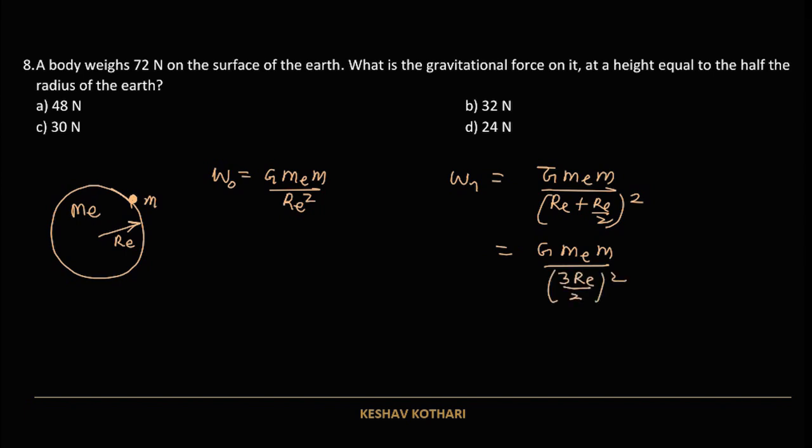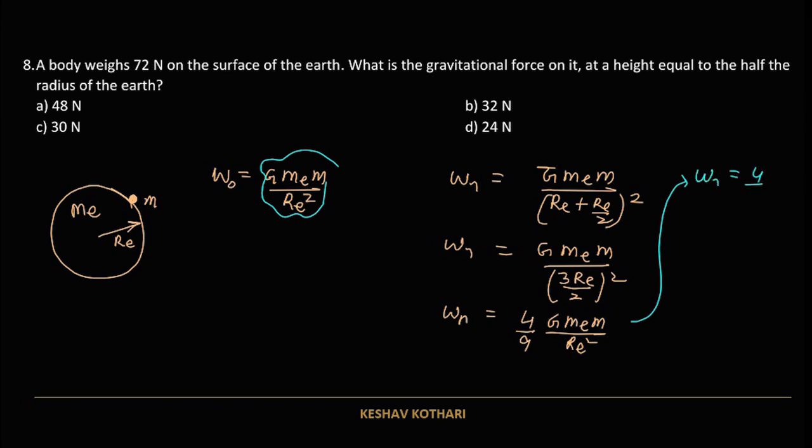So that is, we attain a value equal to 4 by 9 of G Me m by Re square. So this is the original value. So I can write that the new weight is equal to 4 by 9 times the original weight, and that is equal to 4 by 9 into 72. So the value is equal to 32 Newton. So for this particular problem, option B is correct, that is 32 Newton. Let us move to the next problem.